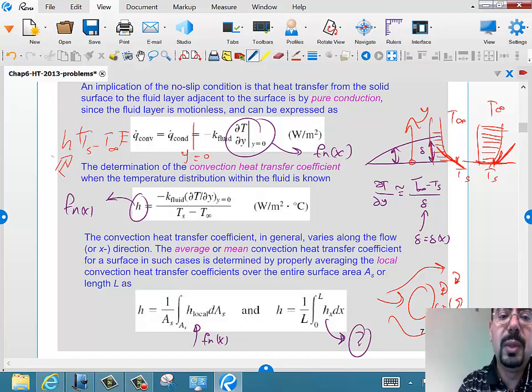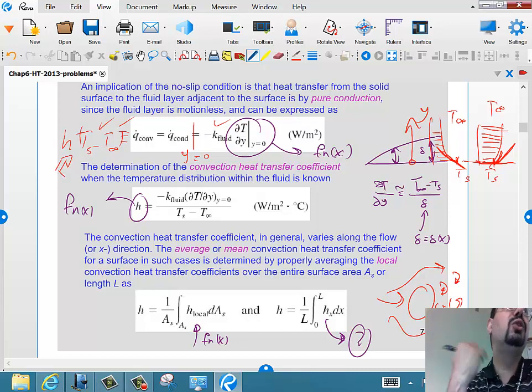All right. So what is the strategy then to come up with h from this equation? Anytime you have an equation and you are looking for one parameter in it, that h, you have to get everything else, right? This is how you can get the h out of it. So we need to get everything else. Actually, Ts is known, T infinity is known, k fluid is known. What we don't know is partial T, partial y at y equals 0. So really to come up with that h, they need to get the temperature profile at the wall.